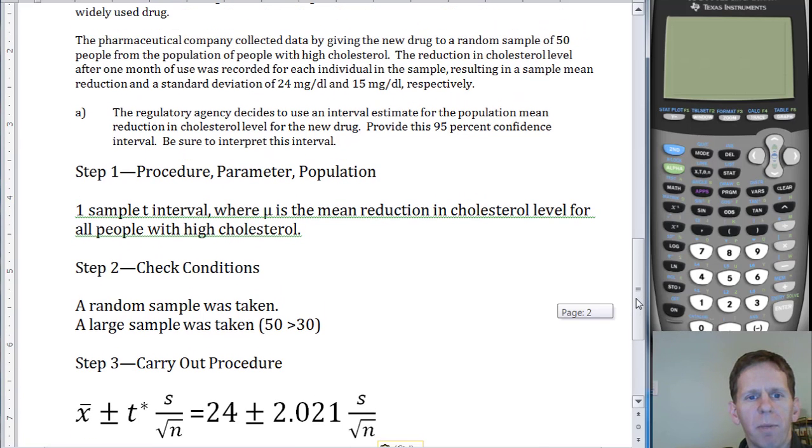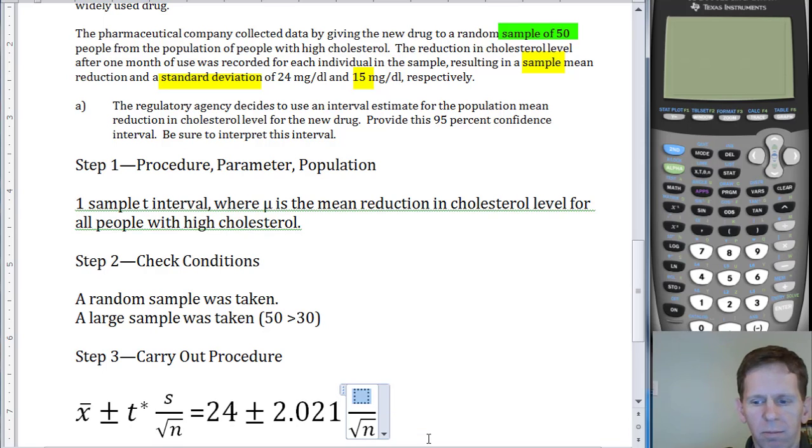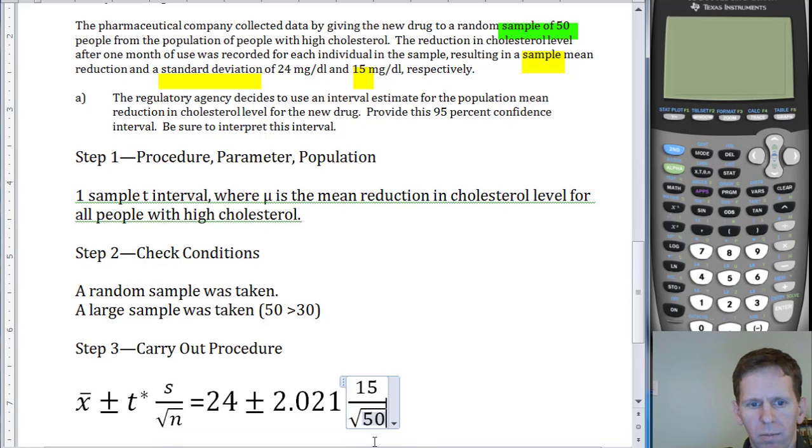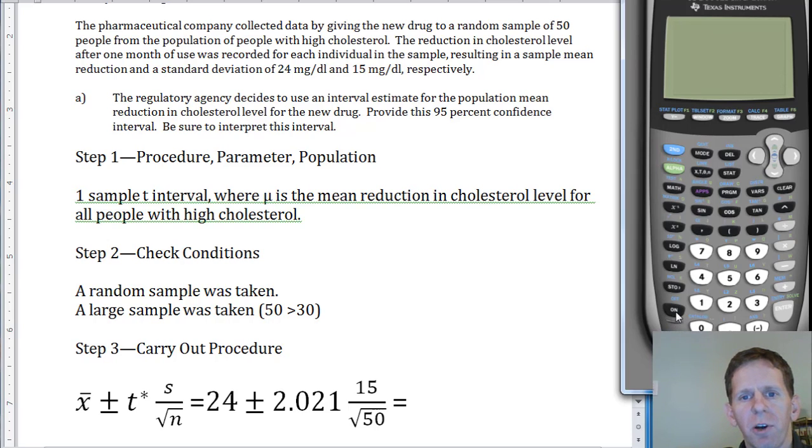The S in our problem is 15. That's our sample standard deviation. N is 50. We'll plug those numbers in for S and N. And then similar to what we did for the one sample z interval, we'll substitute this in our calculator by crunching out both values. And for this we get 19.7. I'm going to go second enter on my calculator and replace the minus sign with a plus sign. This gives me my second answer of 28.287.